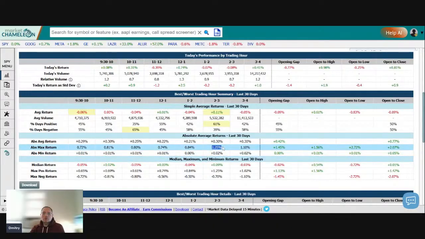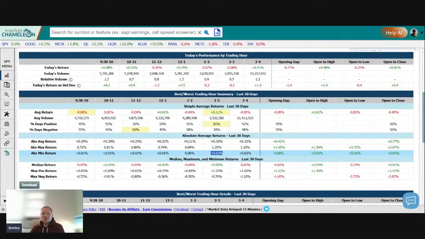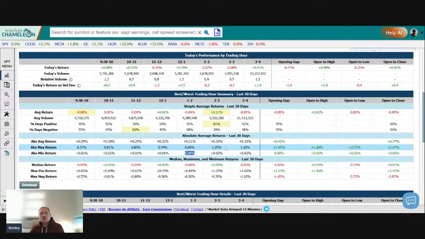If we just looked at the low and high range, you can see a lot of them are unchanged. So that's not something that's unusual. Got a high move here of 1.25% in 1 hour, from 2 to 3.